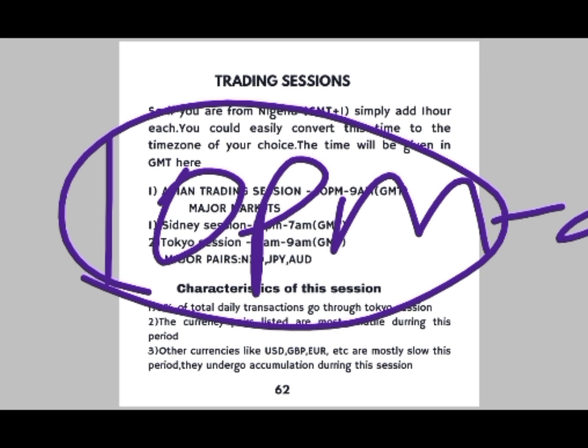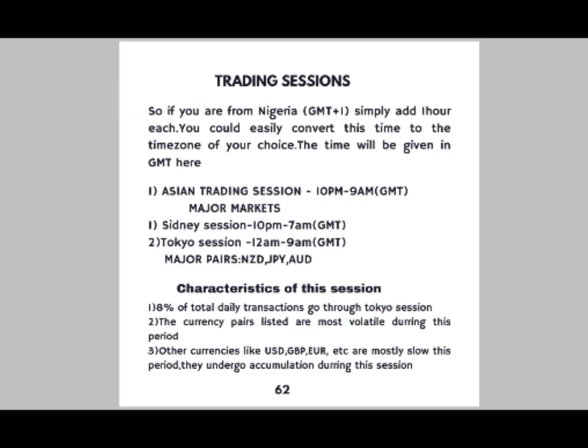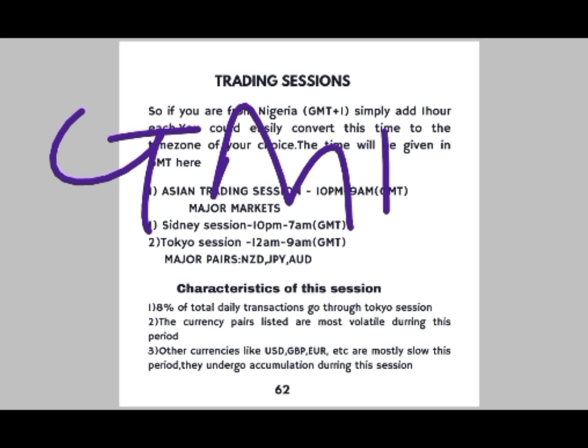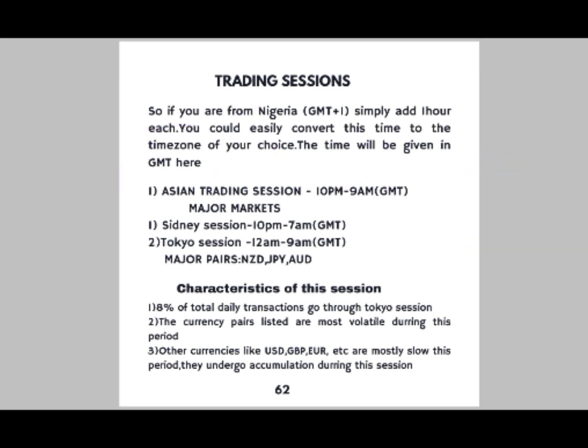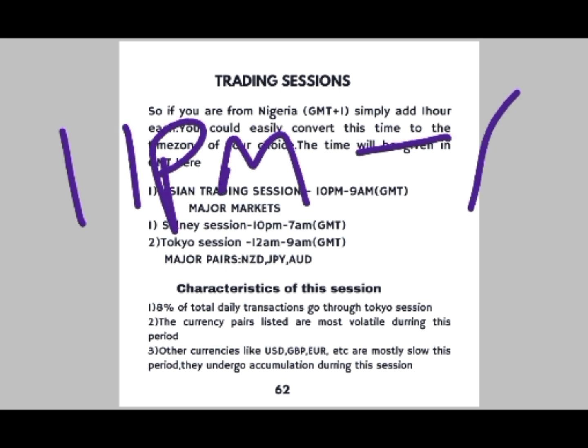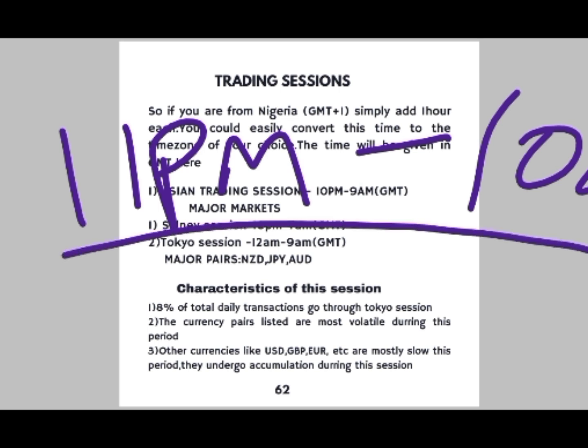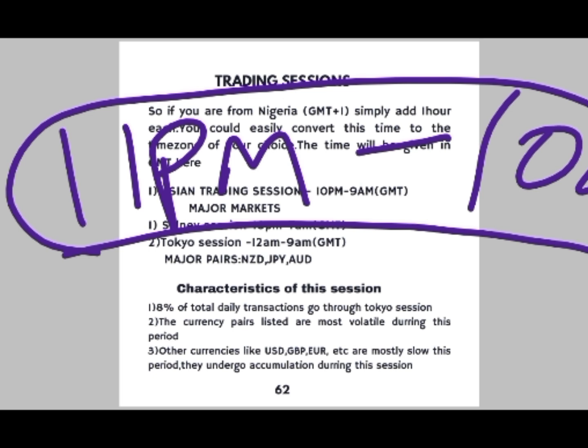Okay, remember that the time here is given in GMT. So if you are Nigerian, or if you are in a time zone that is GMT plus 1, simply add 1 hour. So that is going to take us toward 11 p.m., and 10 a.m. Do you get it? So this is what it's going to be if you are in Nigeria, because the time here is given in GMT.